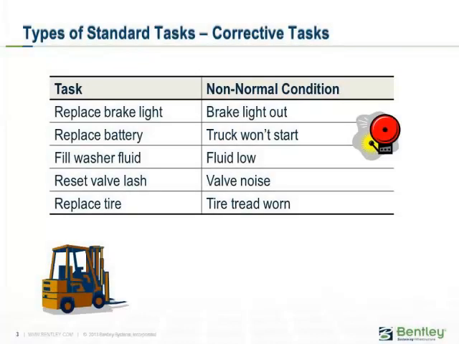The next type of standard task I would like to talk about is corrective tasks. Corrective tasks are used to identify the work required to restore an asset's alarm condition to a normal state. These tasks are candidates when users acknowledge alarms. For example, if your inspection task shows you that the washer fluid is low, then a corrective task would be to fill the washer fluid.